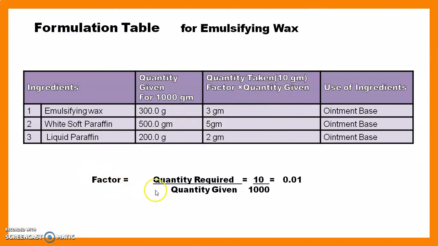So we calculate the factor. Factor is calculated as quantity required upon quantity given. Quantity required is 10 gram and quantity given is 1000, so our factor is 0.01. By this factor we multiply our quantity given and ultimately get the quantity taken.